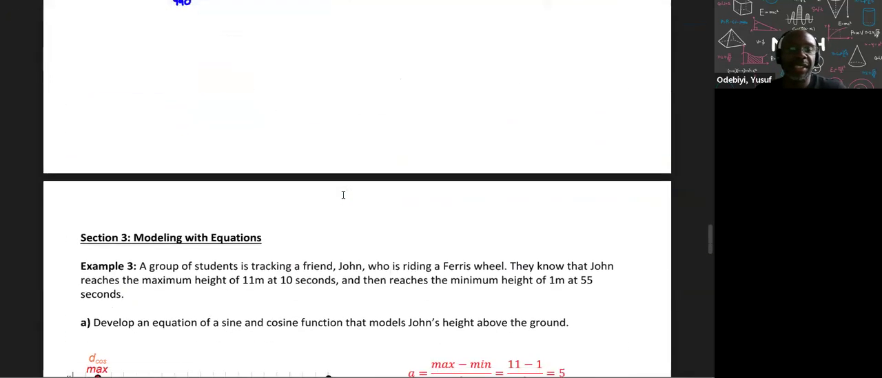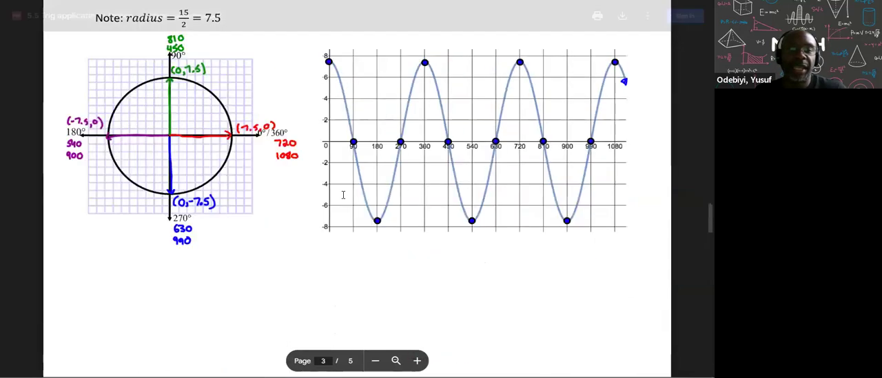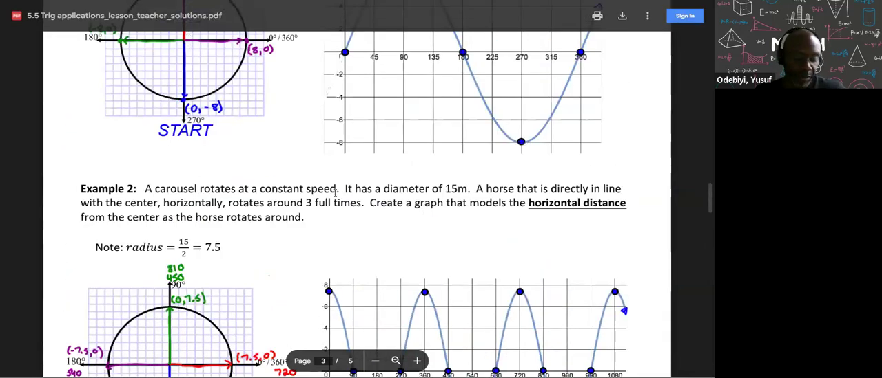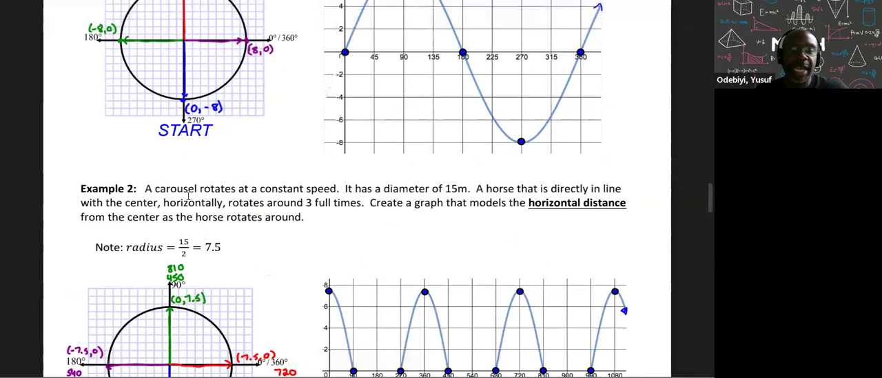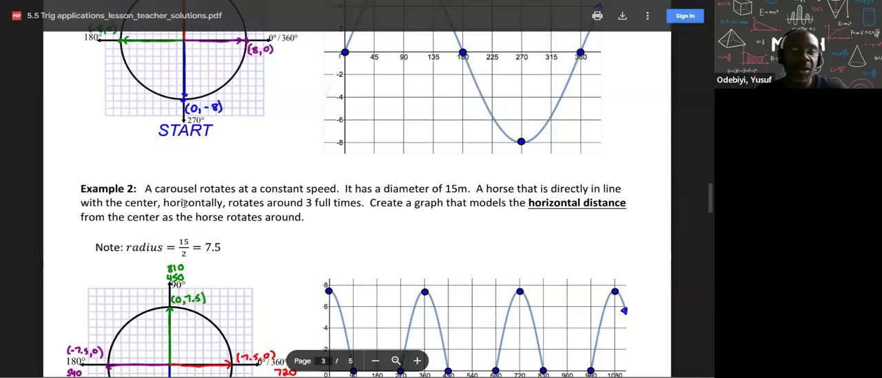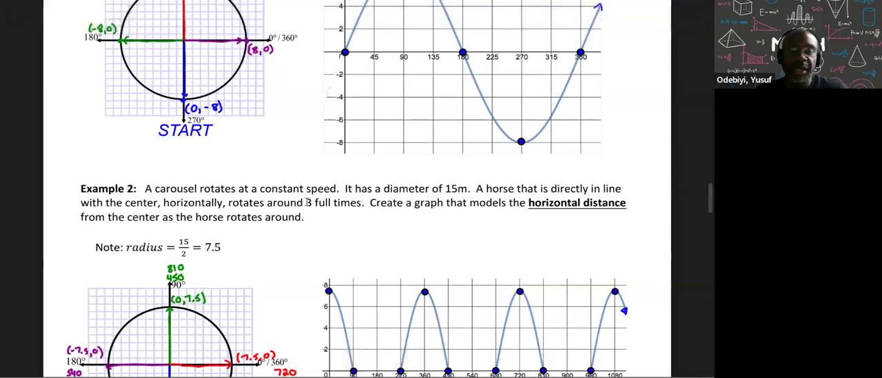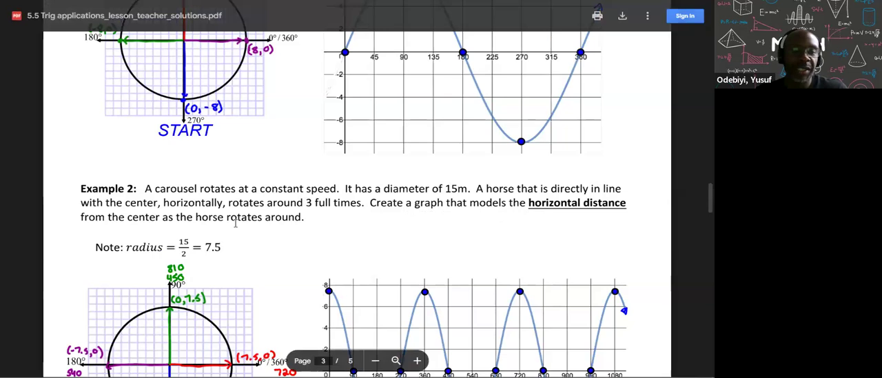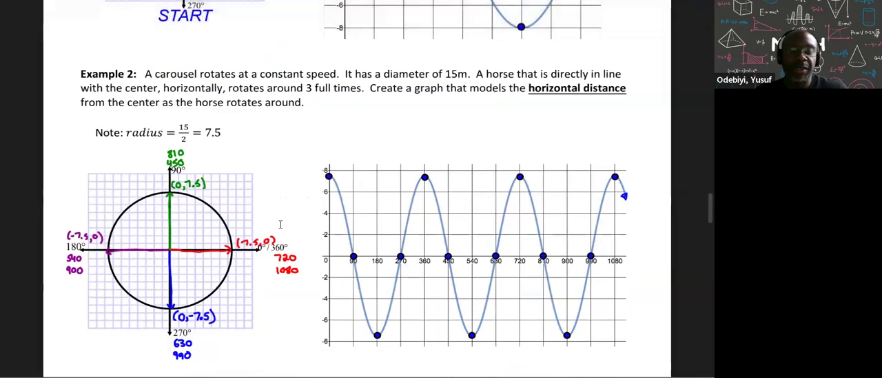So here is an example of a problem for you to look at, and this is going to be our last thing. A carousel rotates at a constant speed. It has a diameter of 15, and a horse that is directly in line with the center horizontally rotates around 3 full times. Create a graph that models this horizontal distance from the center. Okay, let's look at this.